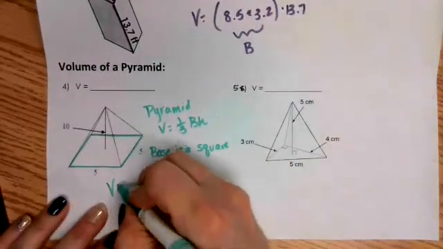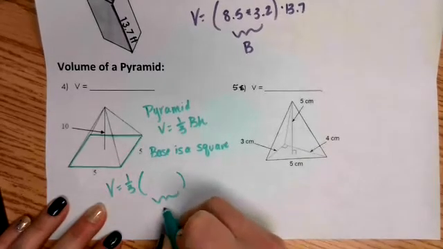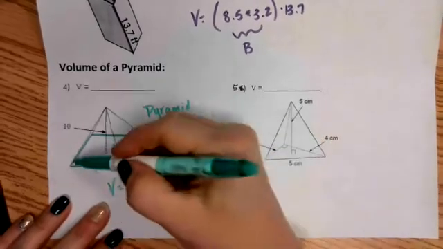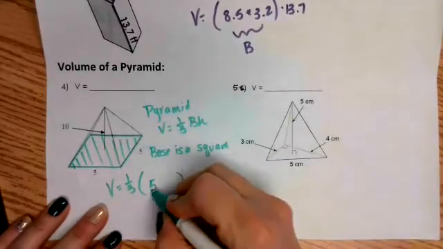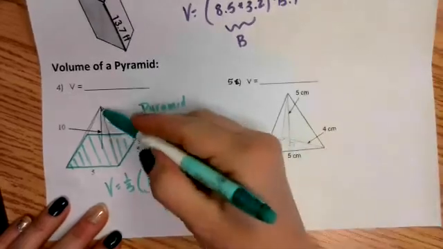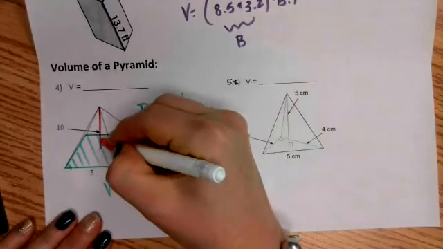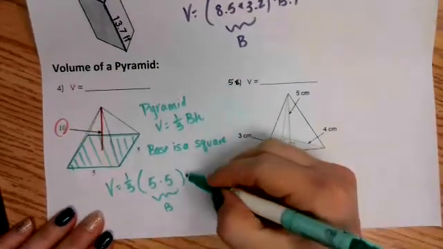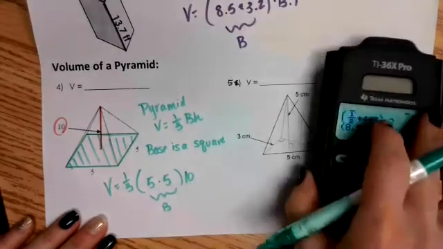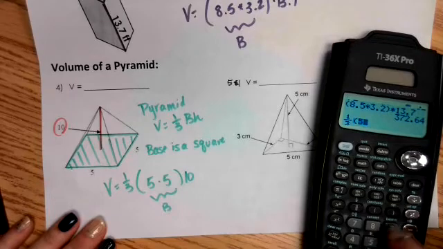So my volume is equal to 1/3. Here's the area of the base. Since I have a square, my 2 sides are 5 and 5. And then my height has to go inside and be perpendicular. So here's my height. It is 10. All right, so I'm going to type this in. So 1/3, 5 times 5 times 10.